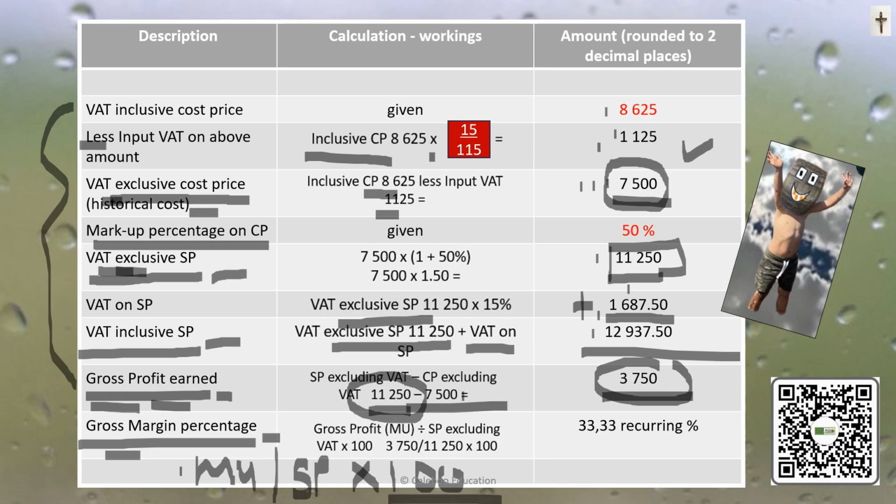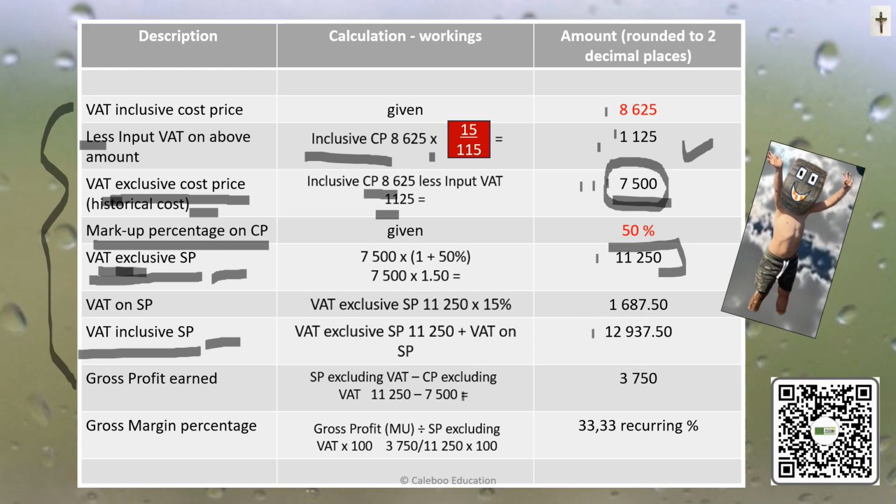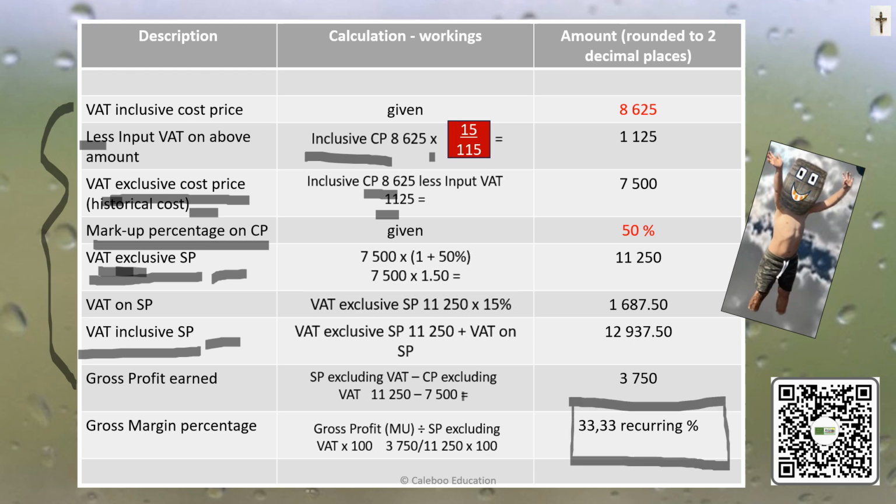There it is. The gross profit or markup divided by the selling price excluding VAT times 100. And the answer, the gross margin percentage, I hate working in thirds, but it works out, right at the bottom, to 33.3333 recurring. That is the gross margin percentage.